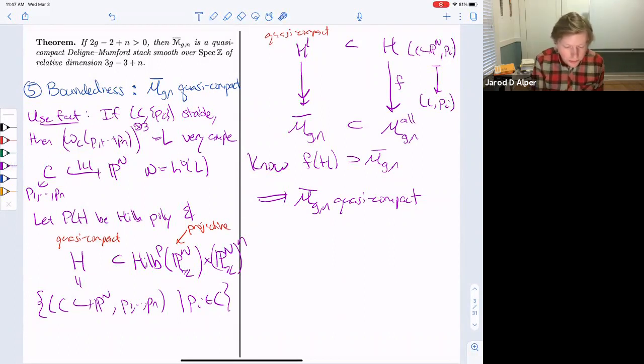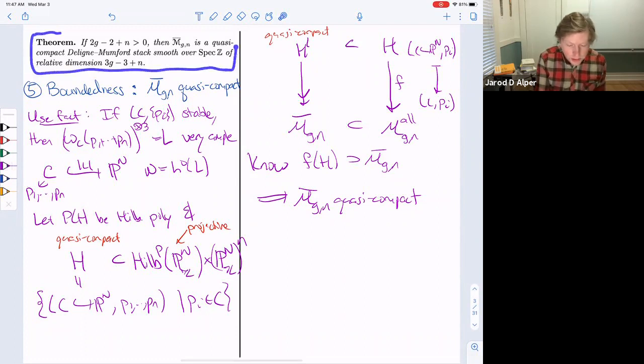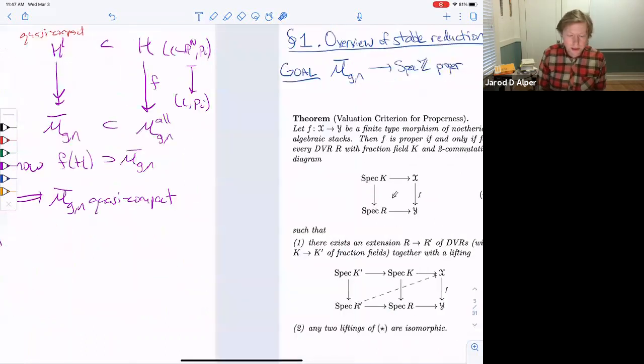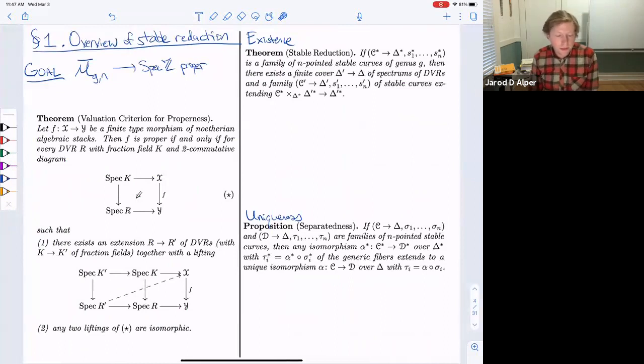Okay, I think we're in good shape. So now we have this theorem. The next goal is to show that it's proper. All right, so I'm going to start with giving an overview of stable reduction. By stable reduction, I mean the goal is to show that M_{g,n} bar is proper over Spec Z.